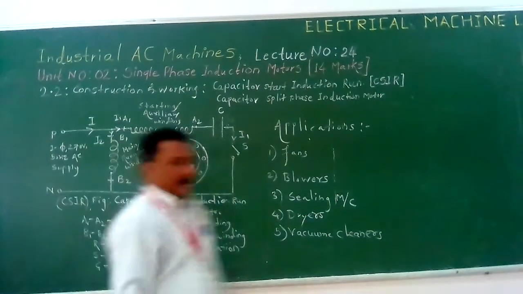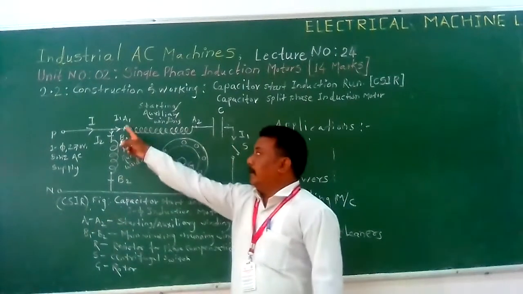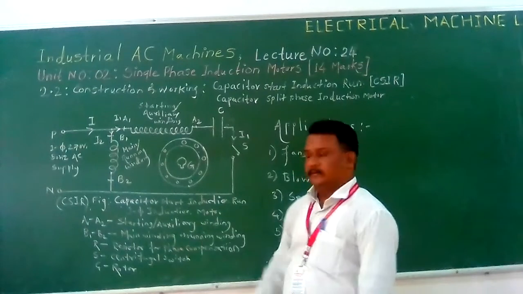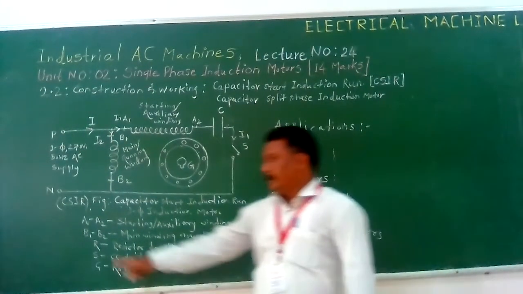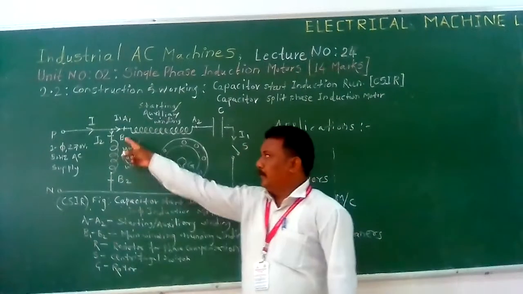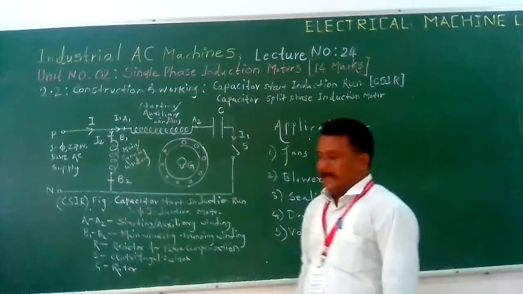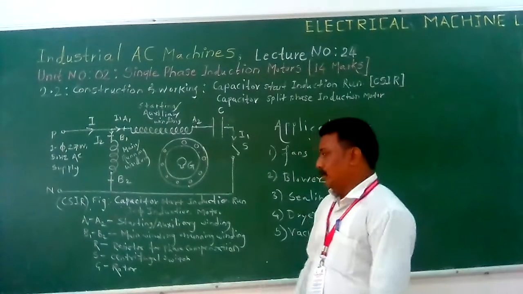Here A1 A2 is the starting or auxiliary winding. It's highly resistive. Then B1 B2 is the main winding or running winding. We know that it's highly inductive.